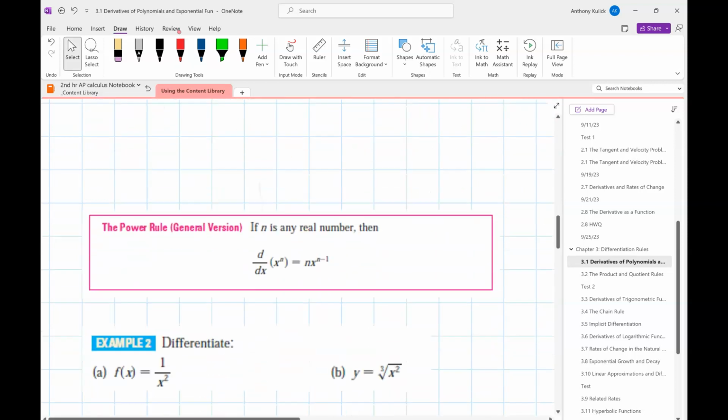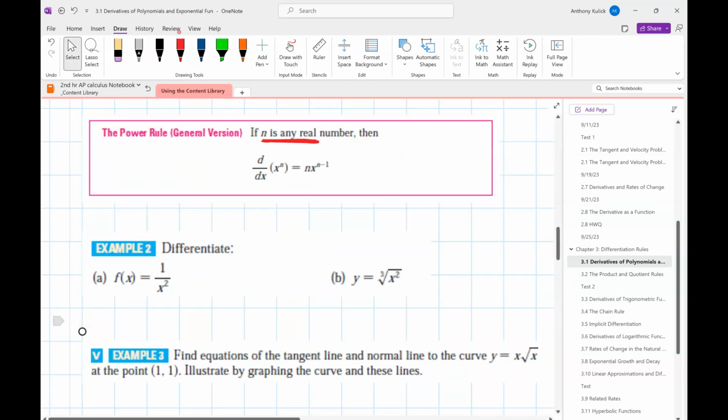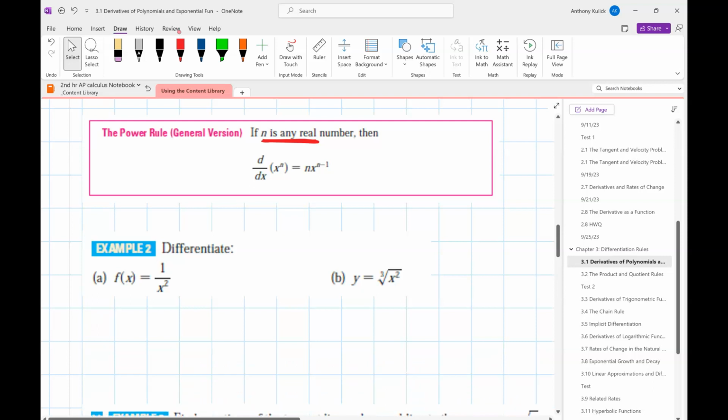But this power rule gets better because it works if n is any real number, not just a positive integer. It works if it's negative. It works if it's a fraction. It works if it's irrational. Any real number n, this rule still applies. So how do I do f of x equals 1 over x squared?